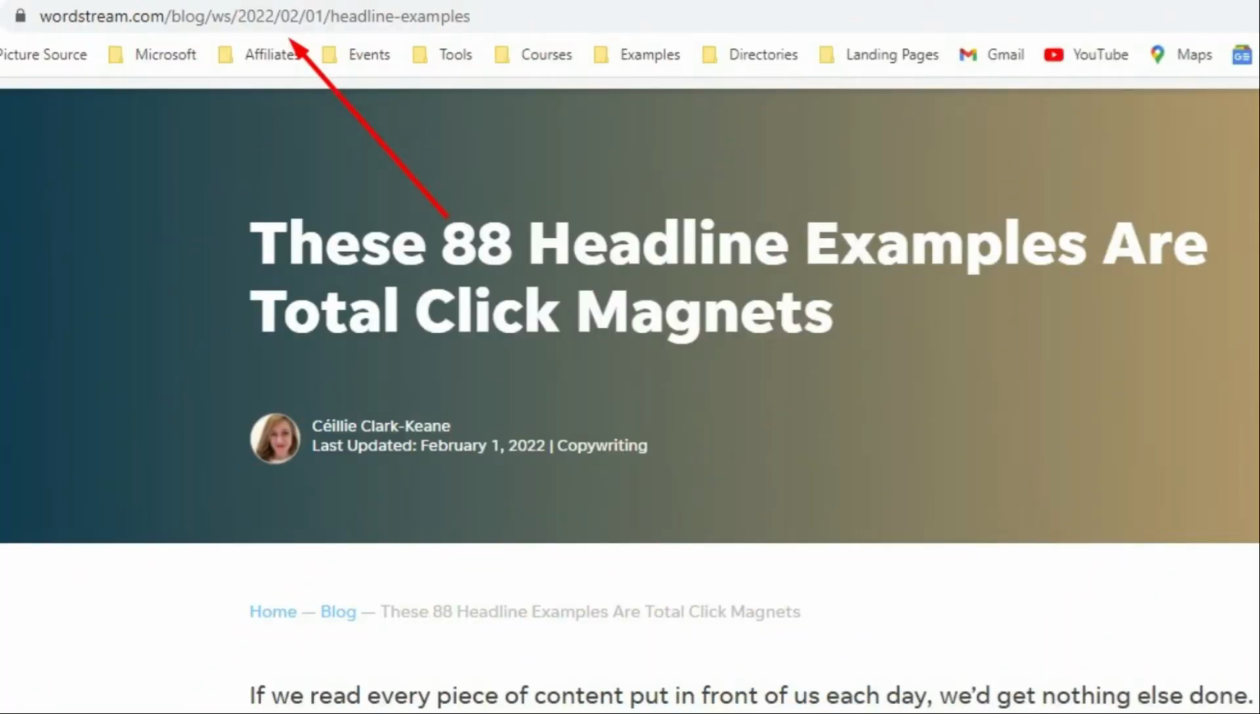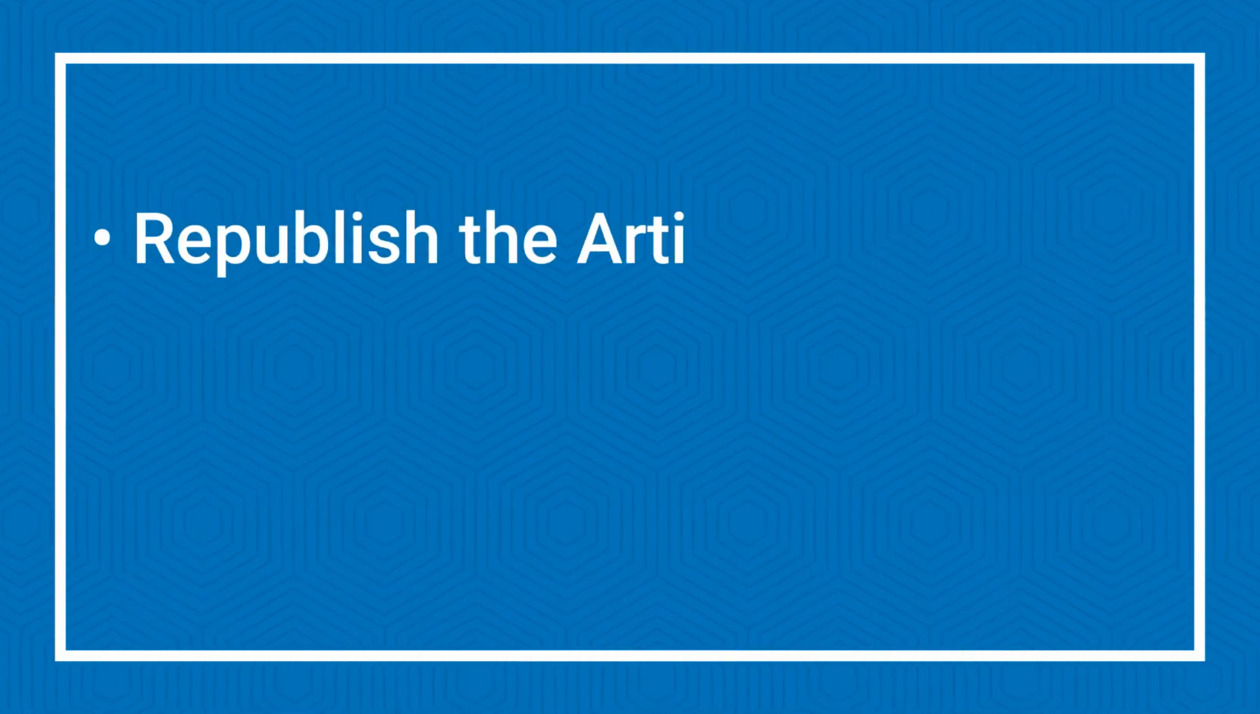For example, an old practice of using a publish date in your URL is really a bad idea, like WordStream is using for all of their articles, such as in this excellent article on headline examples. Because later, if you want to update your article, you will have two choices, both of which are not ideal for SEO. The first one is to republish the article.